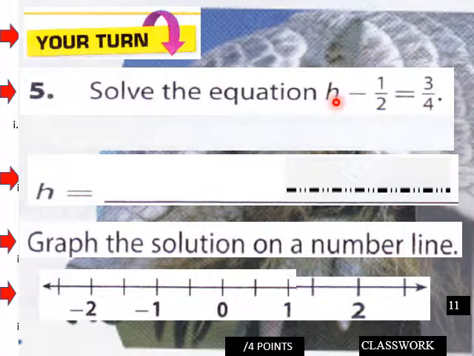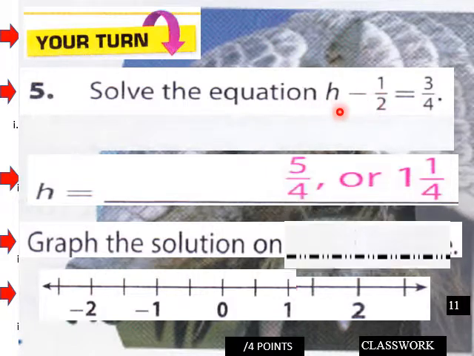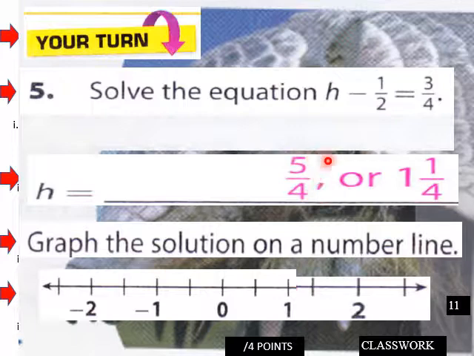So how do you isolate h in h minus 1/2? You have a negative here. So what's the inverse, or the opposite, of negative? It's addition, right? So you have to add 1/2 to both sides. 1/2 is the same thing as 2/4. You add that 2/4 to both sides, and you get h equals 5/4, or 1 1/4. And 1 1/4 would be right about here. So there's your solution on a number line.